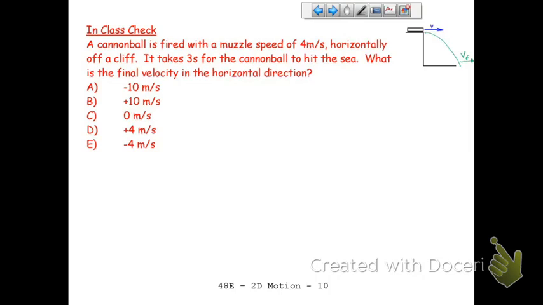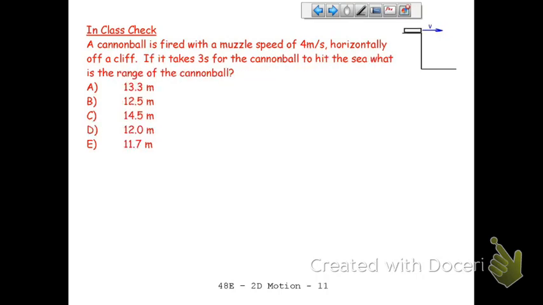Anybody want to justify that for me? Acceleration is 0, it's going to stay the same. Yeah, acceleration is the rate of change of velocity. If my horizontal acceleration is 0, I have no change in velocity. So it stays the same. Positive because it's going to the right. Good, very good. So 3 conceptual questions really.